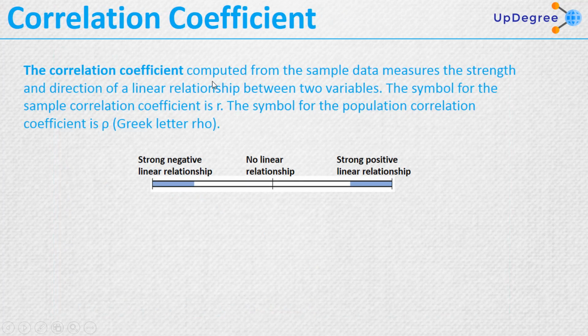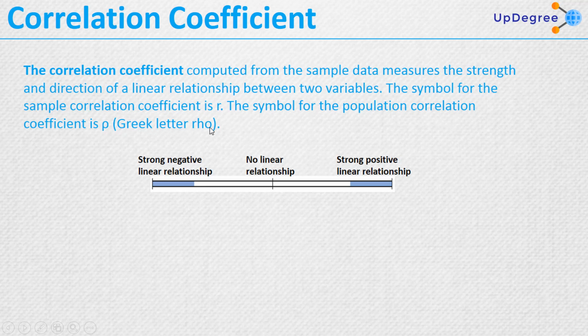A correlation coefficient computed from the sample data measures the strength and direction of the linear relationship between two variables. The symbol of the sample correlation coefficient is small r. The symbol for the population correlation coefficient is rho, that is a Greek letter rho.